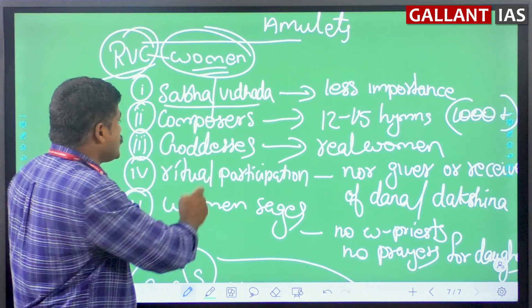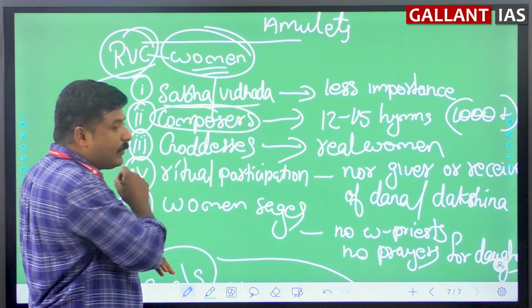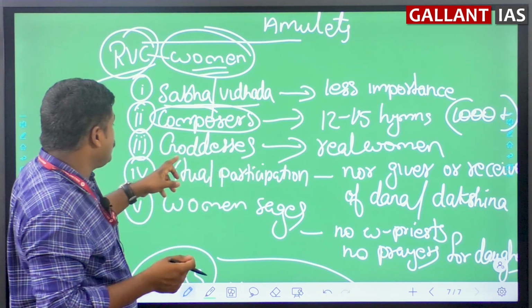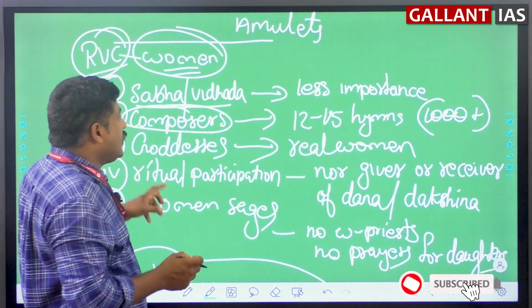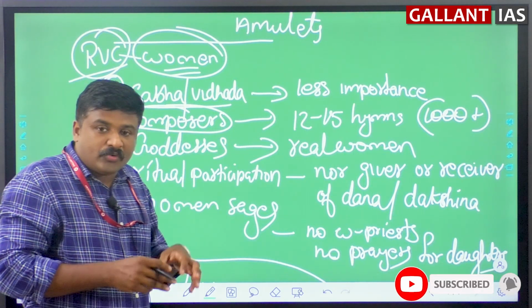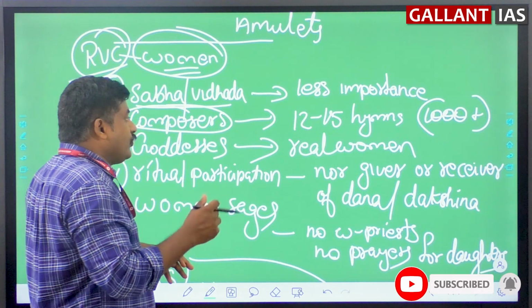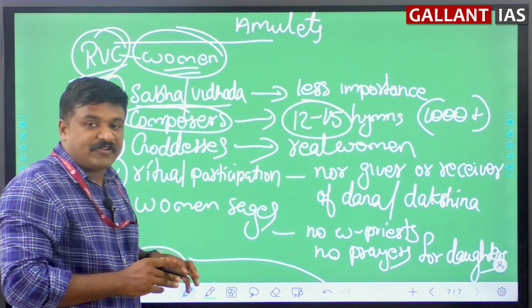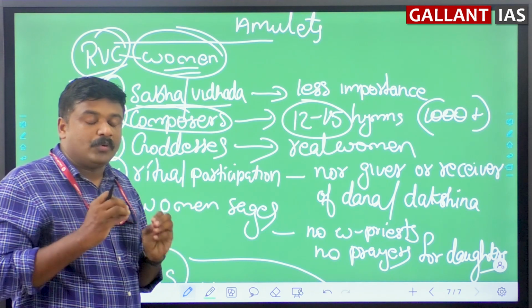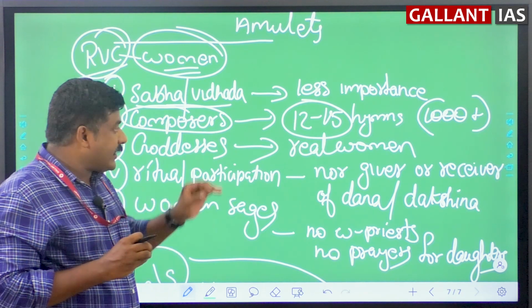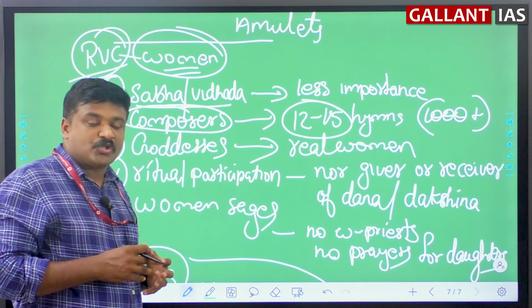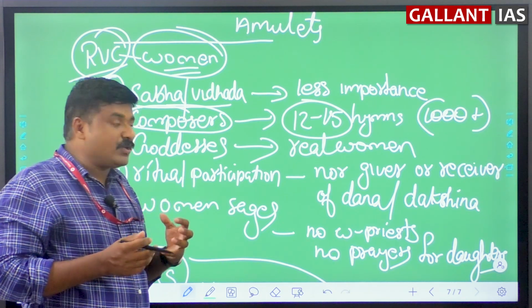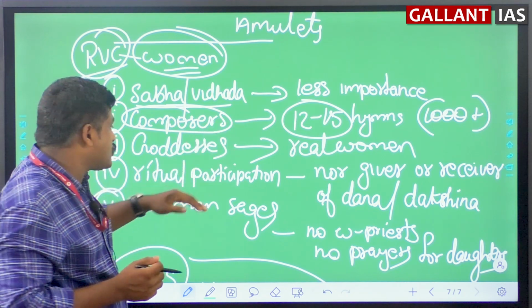Then women as composers. You can treat women as composers, Lopamudra, so women composers are there. But if you take that proportion, you can see that in the Rigveda there are more than 1000 hymns. Out of this, only 12 or 15 hymns are composed by these women composers. Again, you can see that male chauvinism, a male patriarchal norm, or maybe male dominance is reflected in that aspect also.